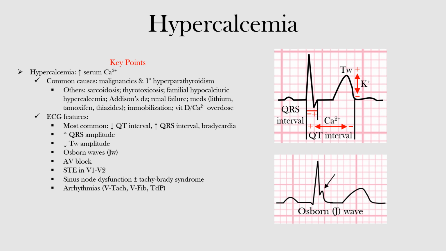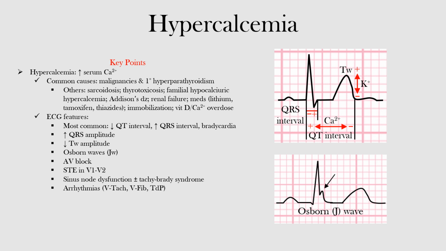Okay, so let's look at hypercalcemia. That is when serum calcium levels are too high. This often occurs in malignancies and primary hyperparathyroidism. Other causes include sarcoidosis, thyrotoxicosis, familial hypocalciuric hypercalcemia, Addison's disease, renal failure, medications such as tamoxifen, lithium, and diuretics, immobility, as well as from vitamin D or calcium overdoses.